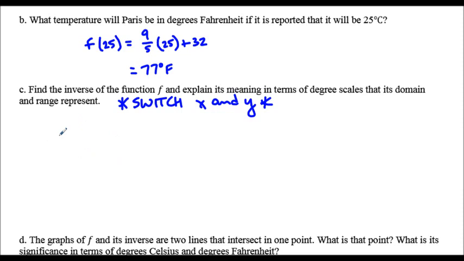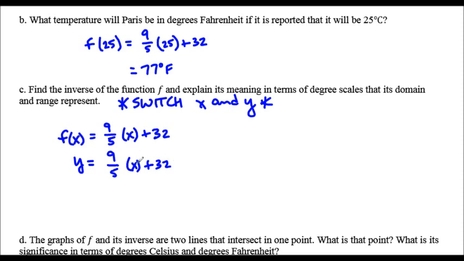So we're going to start out with our function, f of x equals 9/5 times x plus 32. We have to switch the x and y. Of course, there is no y yet. Let's change this to be a y. So now we're using y equals notation instead of f of x notation. I'm not sure why I put the x in parentheses. I guess it's because I have a 25 in parentheses up there. Not needed.